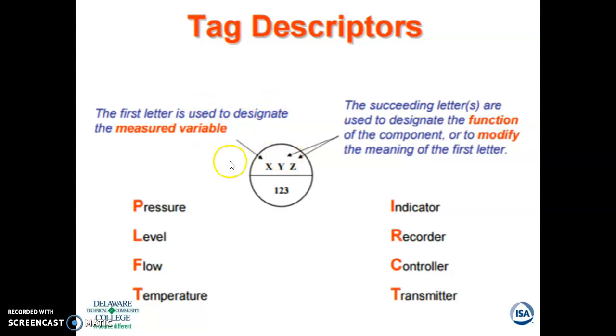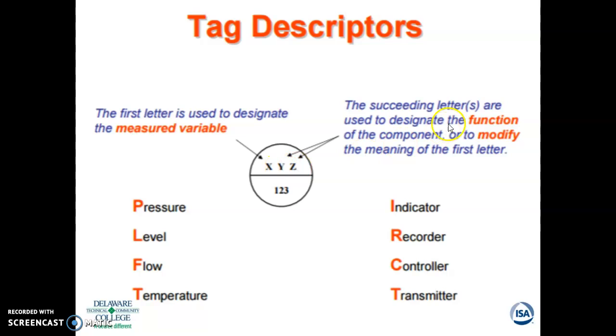So let's do that. We've done this before, and you pretty much know this, but I want to review it. P, L, F, and T are your first letters. That's your process variable that you're measuring. Pressure, level, flow, or temperature. And sometimes you'll have composition. That can be an A, like pH might be an analytical piece of information. The A stands for analytical.